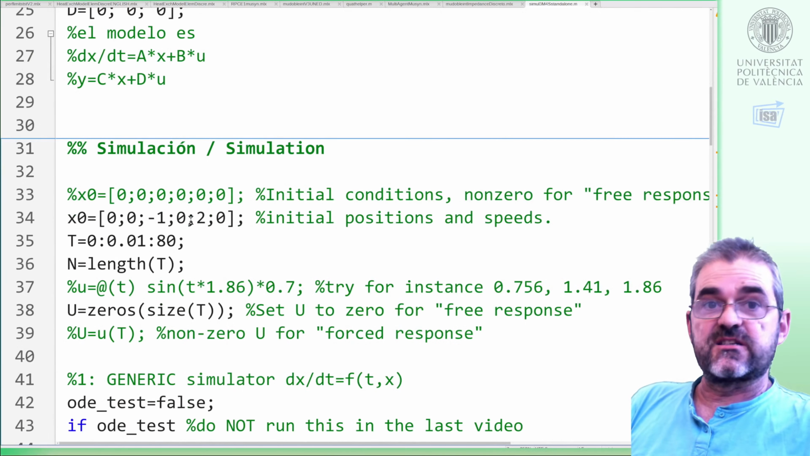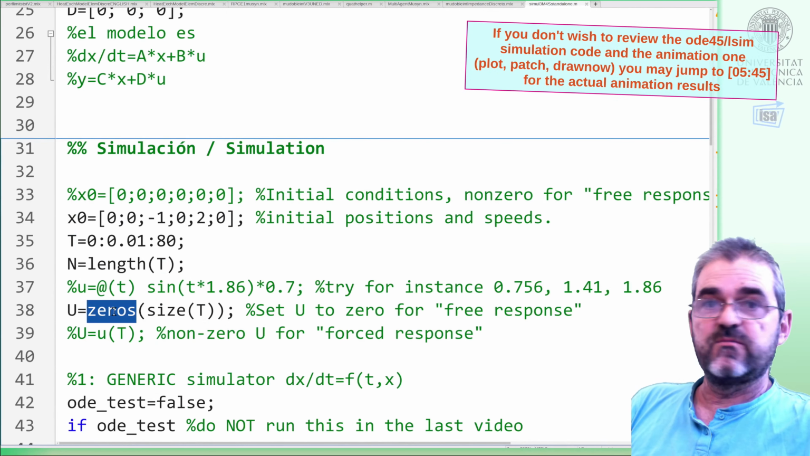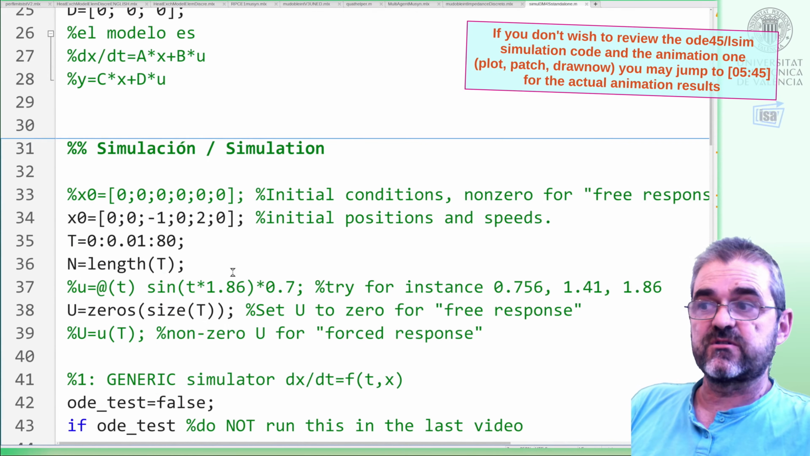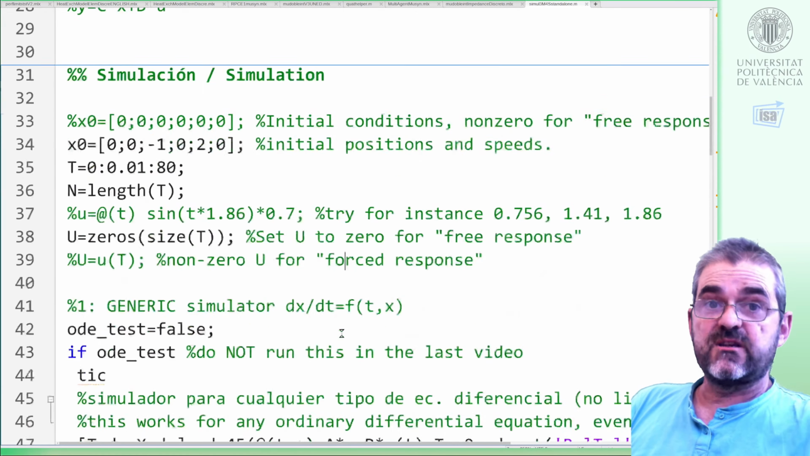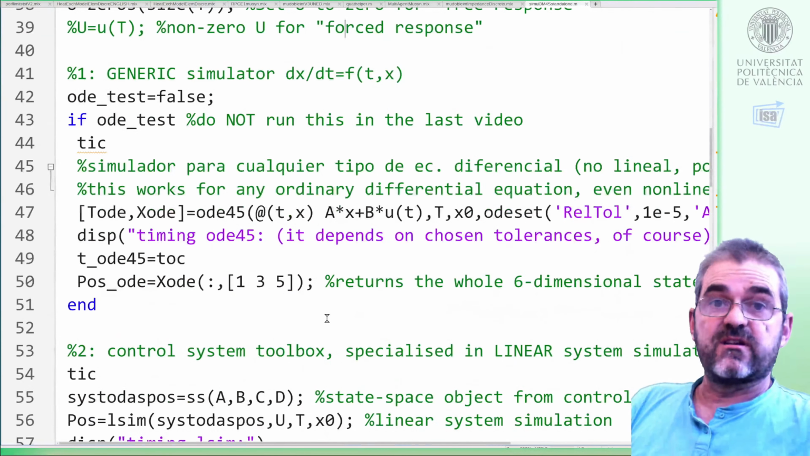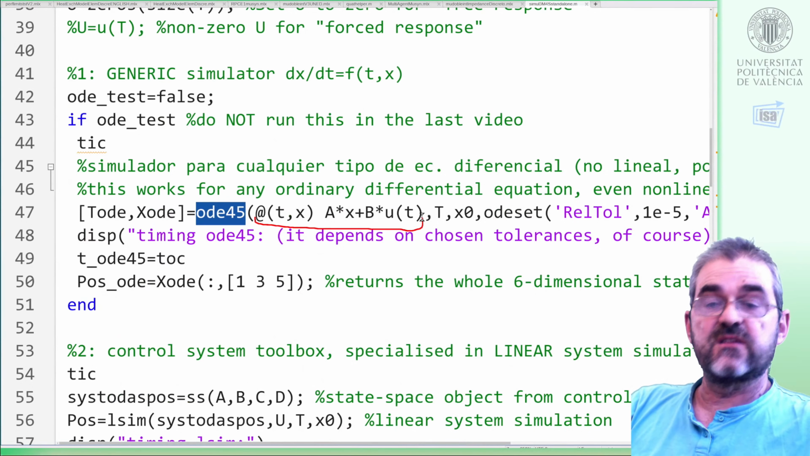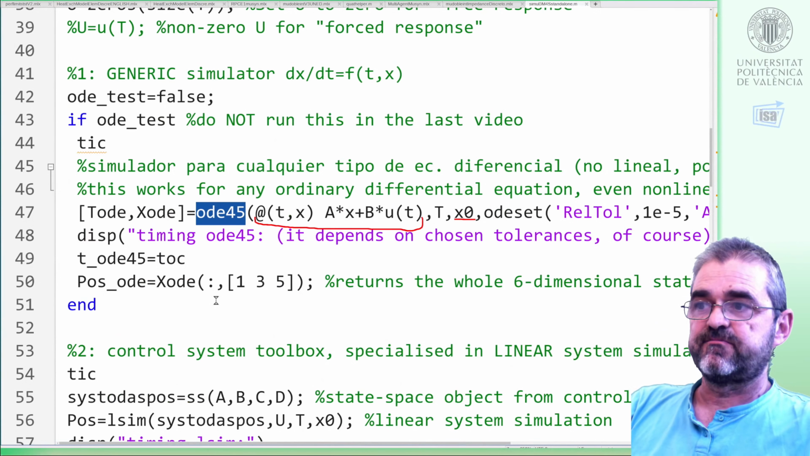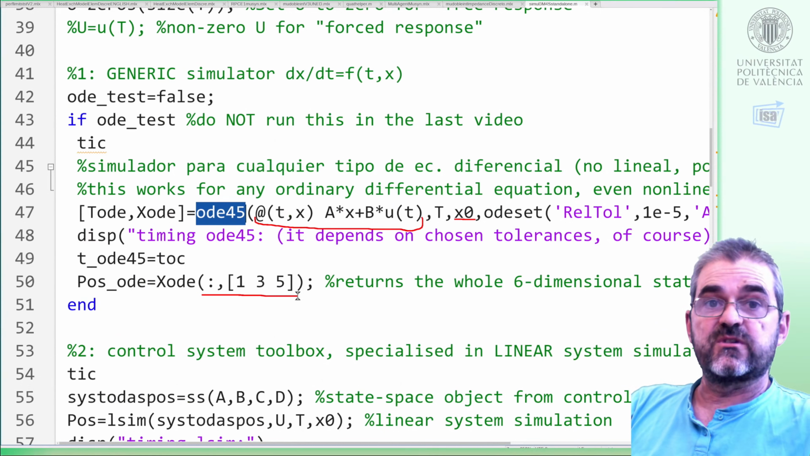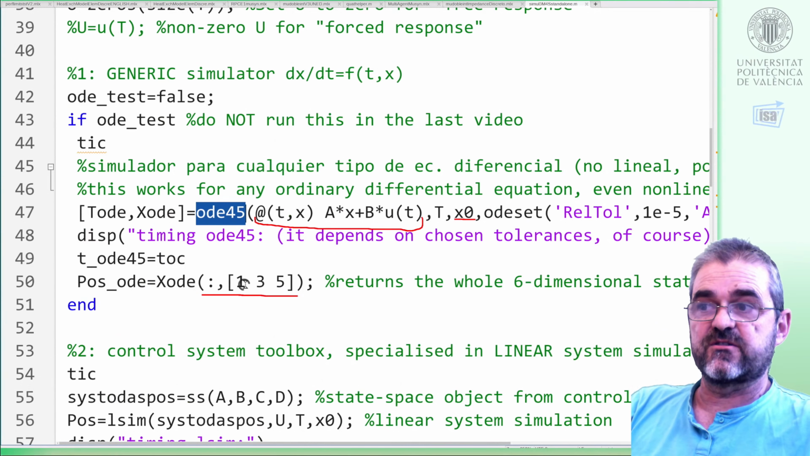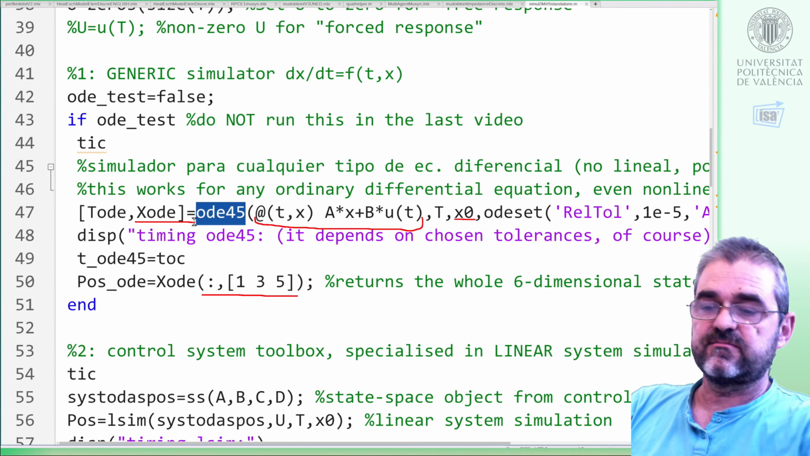If we give some initial conditions and some input, in this case 0 input but non-zero initial conditions, that's called free response, we can simulate it either with a generic ODE45, in which we simulate the state equation from a given set of initial conditions, and later on in the output equation, in this case, we just extract the first, third, and fifth columns from the simulation results.